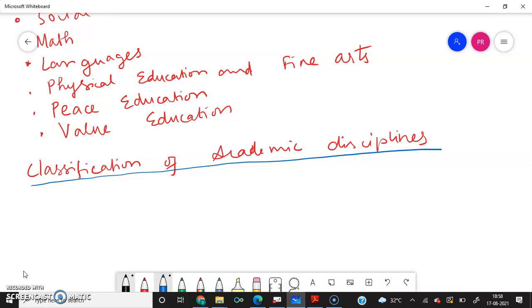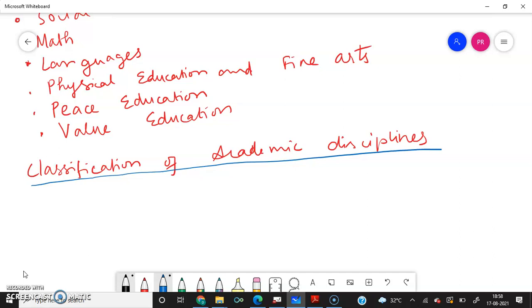Then there are different ways of classification: approximate classification of academic disciplines, Aristotle's classification, and there are some educationists who classified according to their knowledge. So we'll see the first classification, that is, approximate classification of academic disciplines. In this, disciplines are arranged into the following subgroups. Some of them are called fine arts, some humanities, social science.